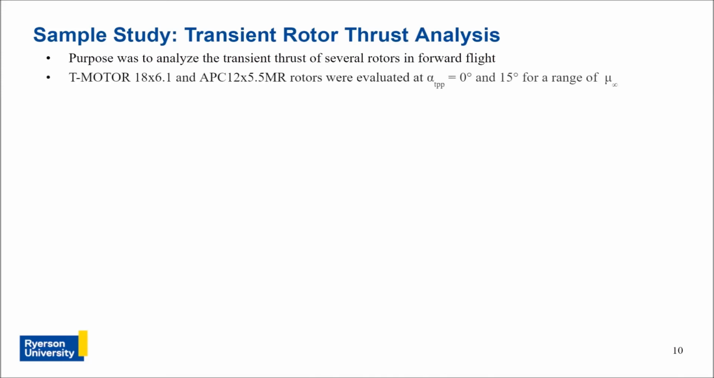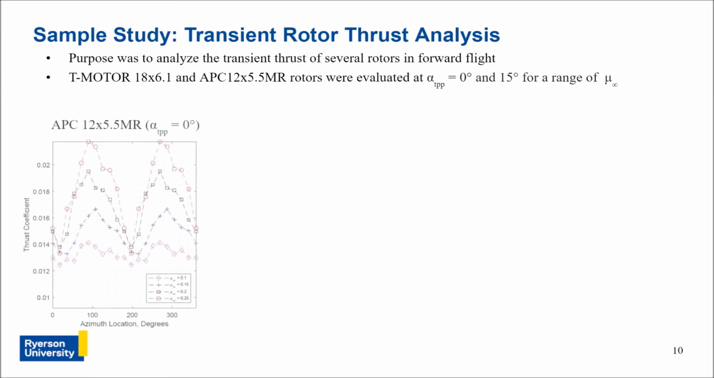So 2 rotors, including the APC rotor introduced on the previous slide, were evaluated at a number of different normalized free stream velocities and 2 tip path plane angles, 0 and 15 degrees. So for example, here we have data for the APC rotor in fully edgewise flight for a number of different forward speeds. The azimuth location on the x-axis is the same as before.